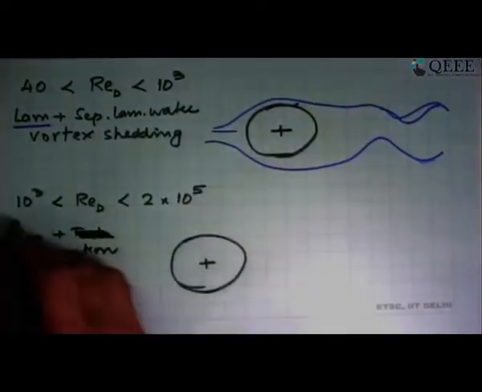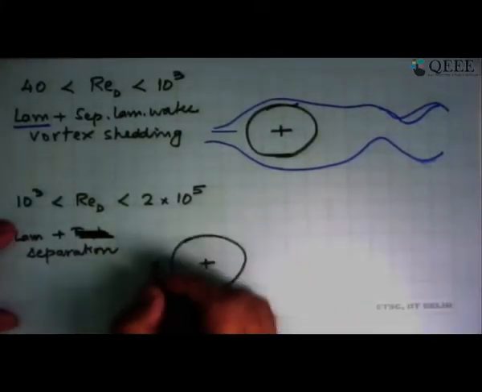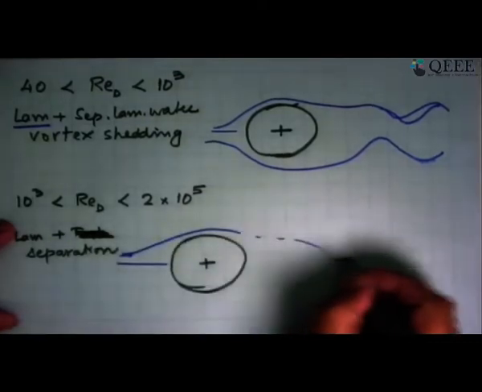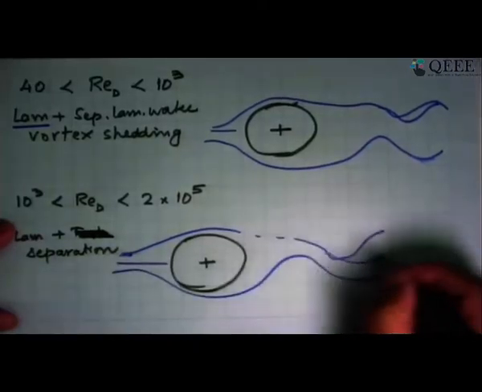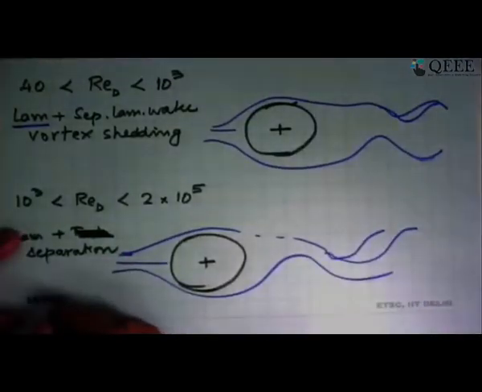And then you have 1000 to 2 into 10 to the power 5. You have laminar flow plus separation happening. So you have this thing there, and then the flow is going very deeply inside each other and forming various shapes, and it is oscillating. So this has now become unsteady.